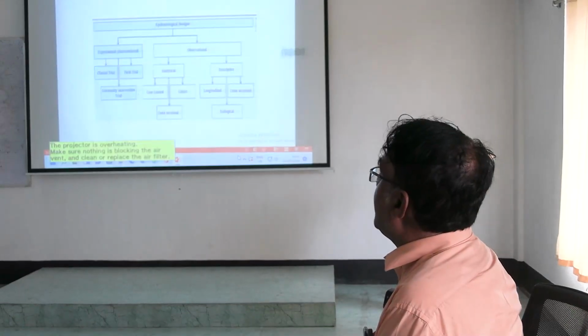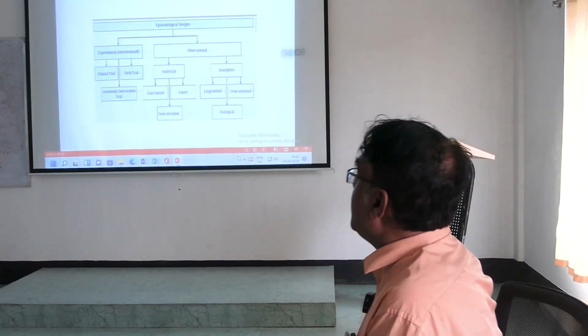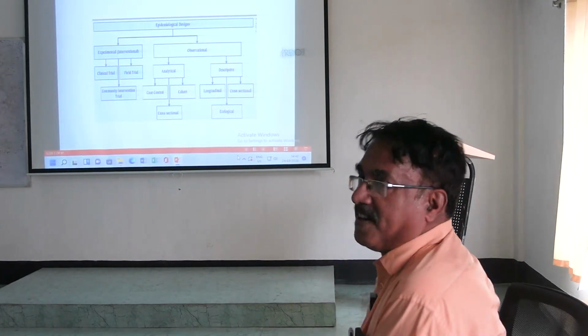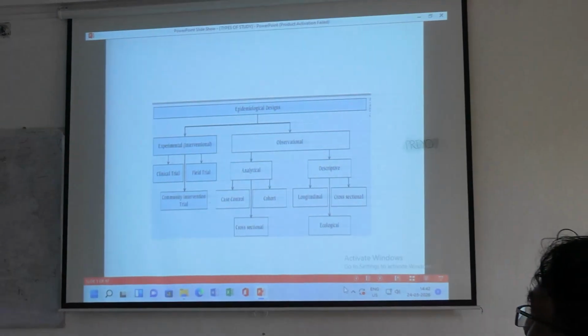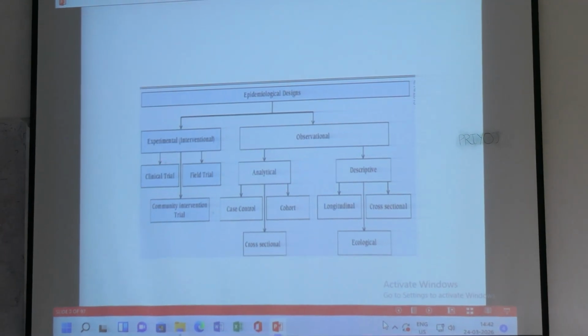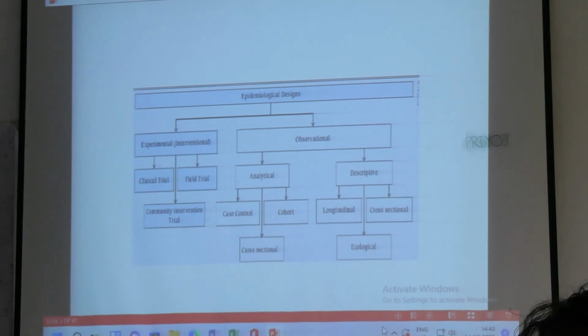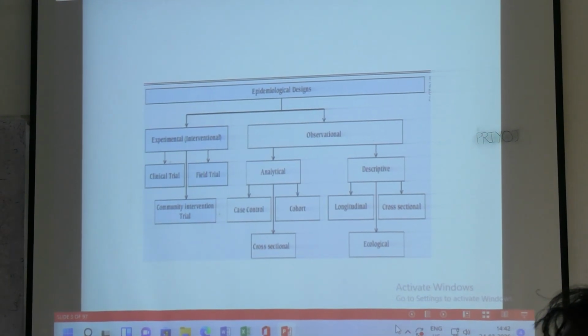Now, suppose you do a survey of something. In epidemiological design, you have observational on one side and experimental on the other. Experimental is intervention. Experimental can be a clinical trial, a field trial, or a community intervention trial. Observational can be descriptive, which is longitudinal, going forward in time, or cross-sectional, which is just at that particular time.